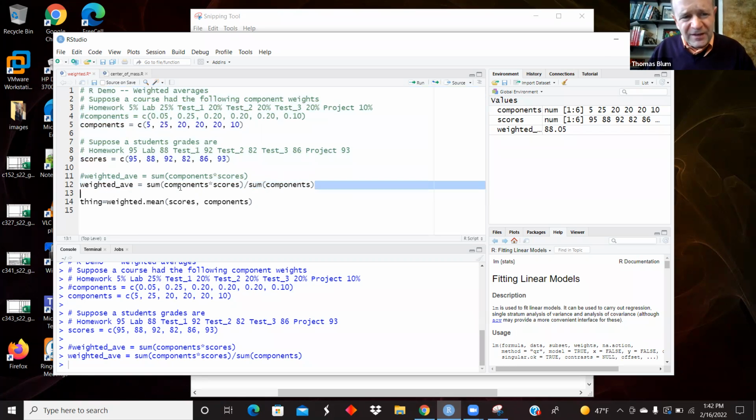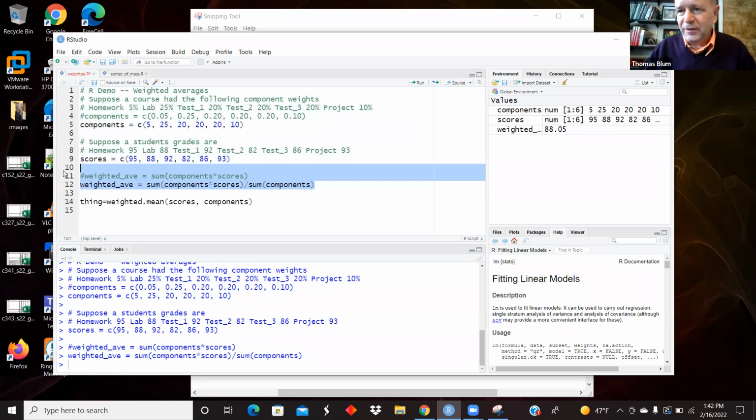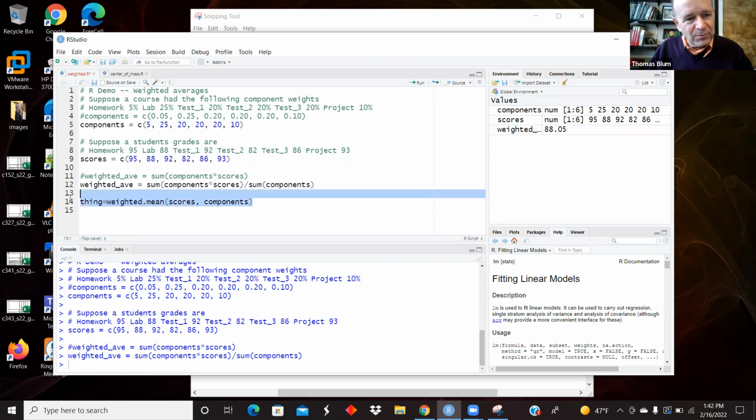It can add up to anything, provided you're dividing by the sum of the components. But this is such a common thing, this weighted average. I mean, you know it in courses from grade calculations, but it's such a common thing all the time in statistical work that R has it built in. And so they have this thing called weighted mean. And then you take the scores and their weights. So I called them scores and components. And so now I'm just going to run this. I just called it thing, but it's the weighted.mean. That is a built-in R function.